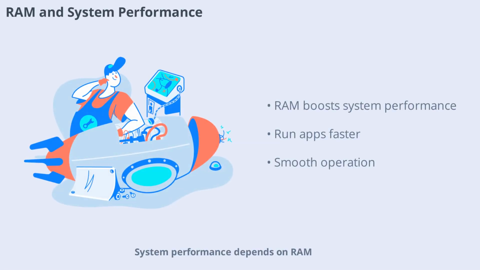System performance depends on RAM. More RAM means your device can handle more tasks, run apps faster, and keep everything running smoothly. If you want your device to perform at its best, make sure it has enough RAM for your needs. Upgrading RAM is one of the easiest ways to boost performance.